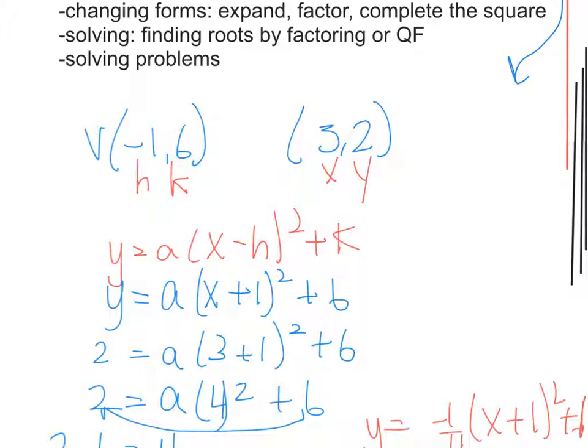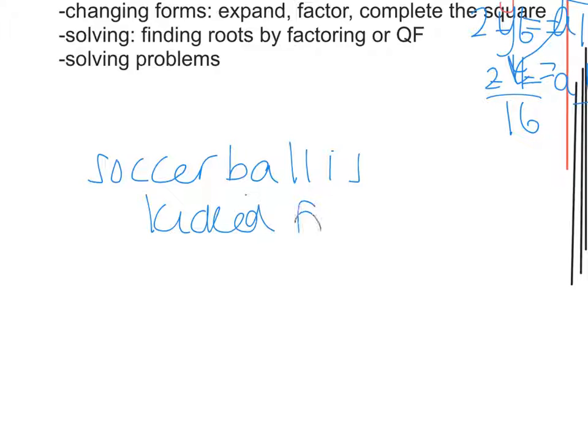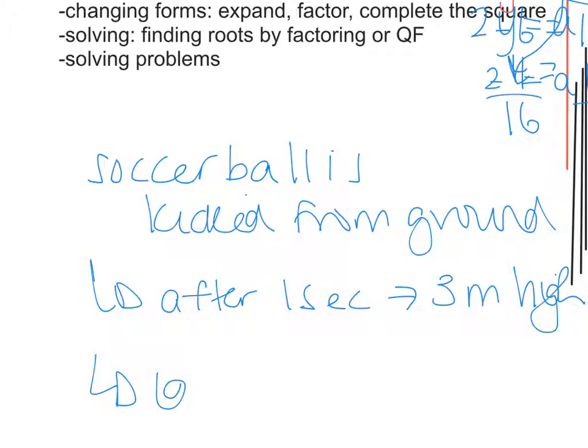So now for a second example, let's use a word problem question. We're going to move this out of the way. Let's say that we are kicking a soccer ball into the air. And the soccer ball begins on the ground. So the soccer ball is kicked from the ground. And after 1 second, it's 3 meters high. And it lands at 4 seconds. Let's figure out its equation.